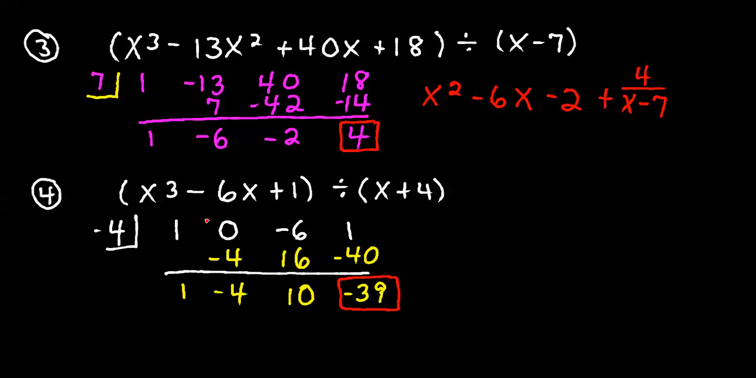Okay, so I'm going to go ahead and write this as 1x squared, or x squared, minus 4, or negative 4, x, and then plus 10. And since it's a remainder of negative 39, I need to put a negative sign there. So minus 39 over x plus 4. And there you have it.